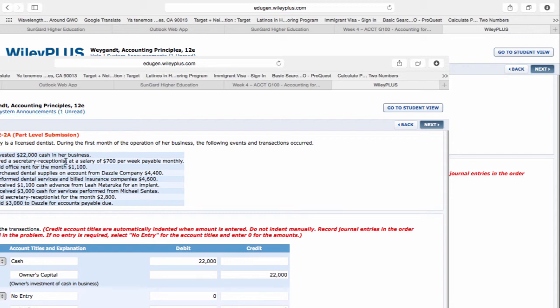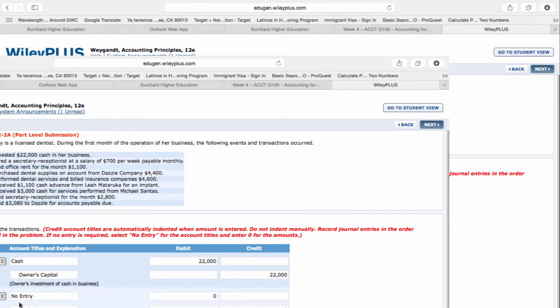Just because you hire someone doesn't mean you're going to pay them that same day. Usually you're going to pay them maybe by the following week or in 2 weeks, or sometimes you even get paid monthly. Here you hired a secretary and you determined that you're going to pay them $700 a week, payable monthly. That's it. You didn't pay them that day. Nothing happened. There's no exchange of money.